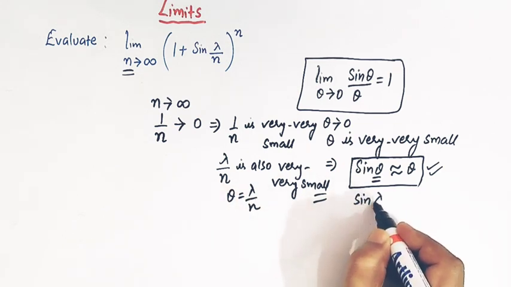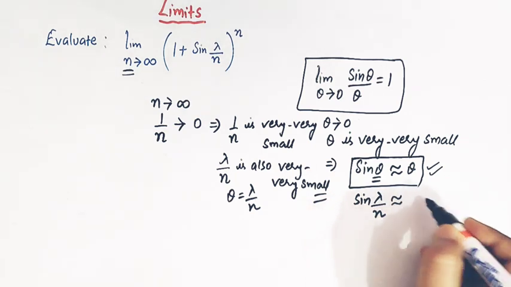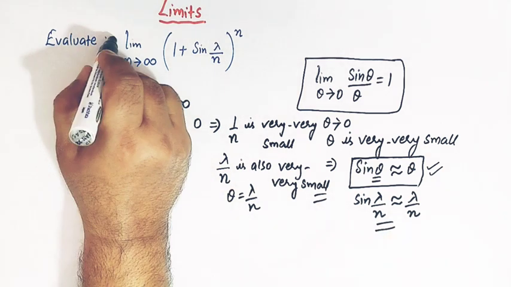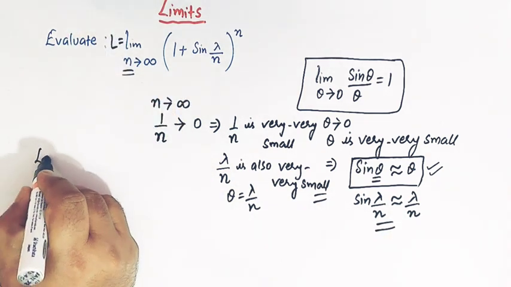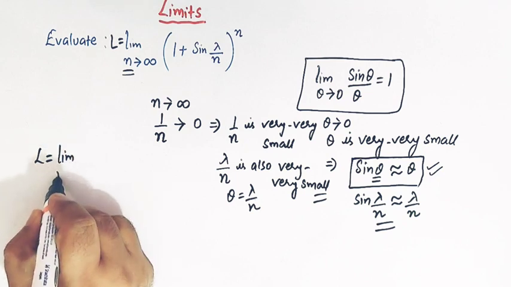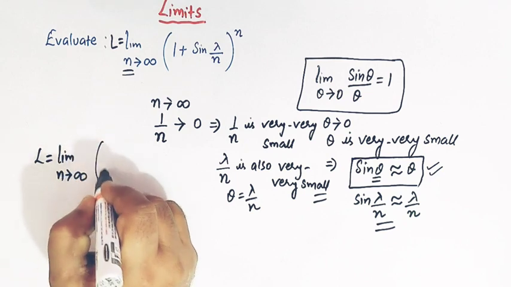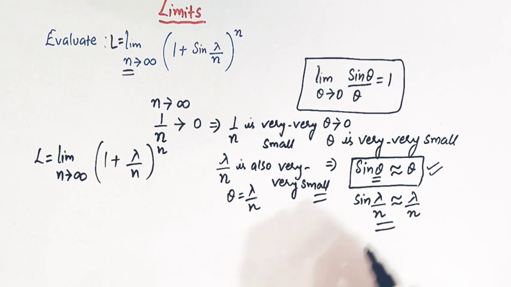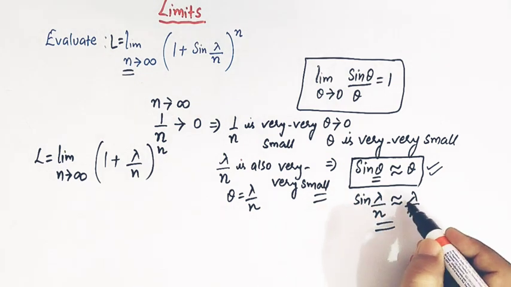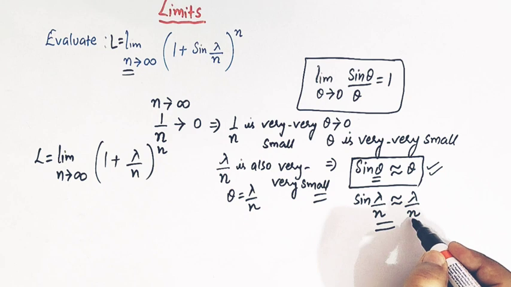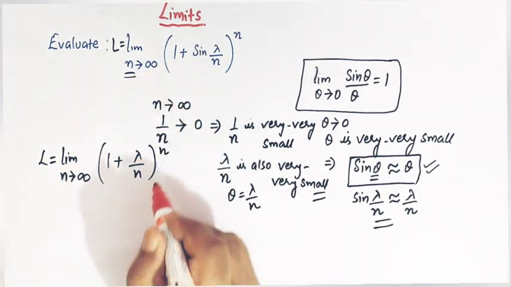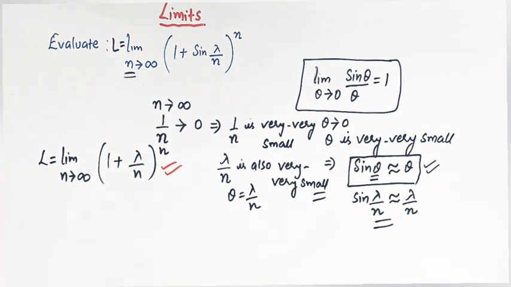Utilizing this concept, if we take theta equal to lambda over n, then we can write sine lambda over n is almost equal to lambda over n. Now if we call this limit L, then we can write L as the limit as n tends to infinity of (1 plus lambda over n) raised to n, because sine lambda over n is almost equal to lambda over n, which is a very small quantity. So now this limit is reduced to this well-known limit.